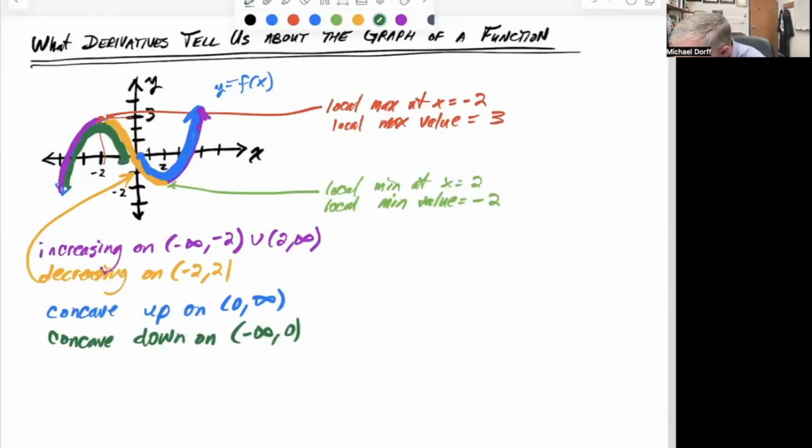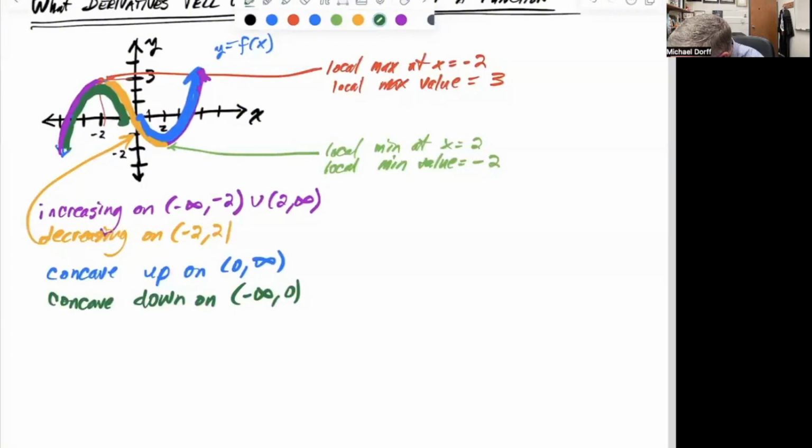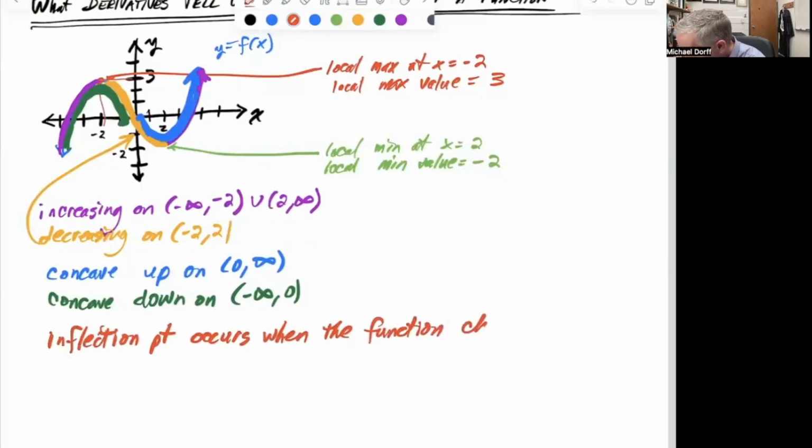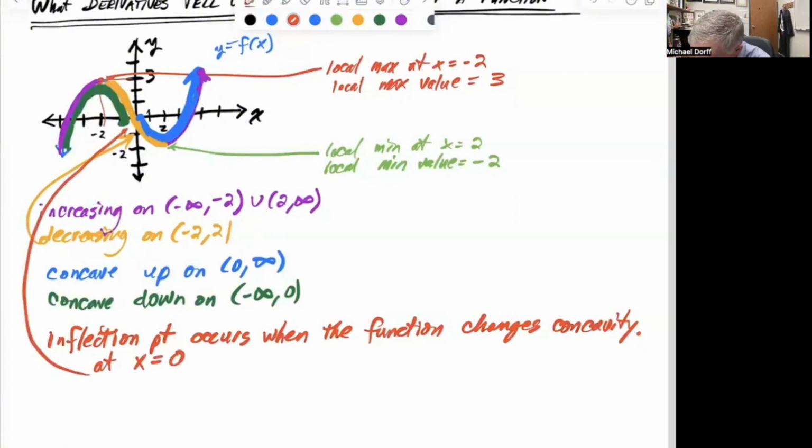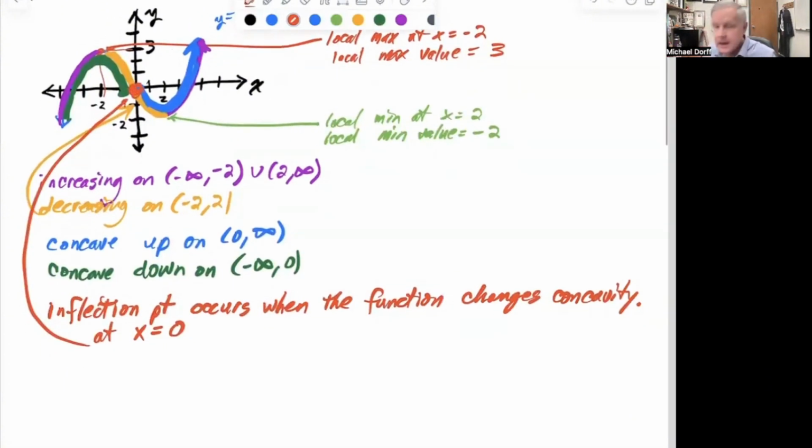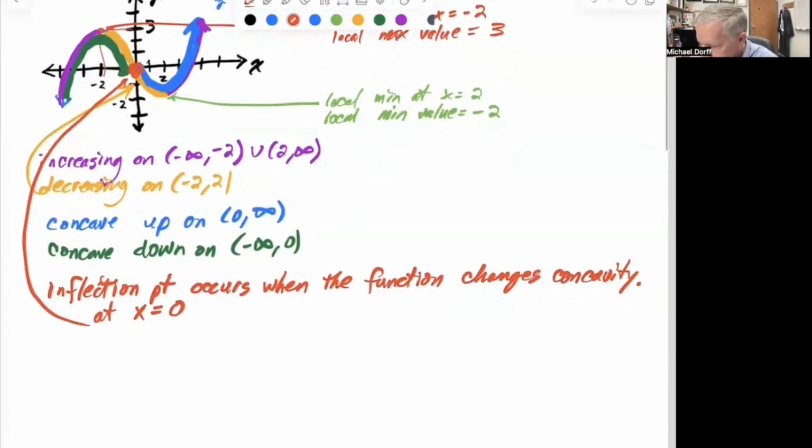And then the last new idea that we have here, and I'll do this in red, we call this an inflection point. An inflection point occurs when the function changes concavity. So when it goes from concave up to concave down, or from concave down to concave up. So in this case, that is right here at x equals 0. It's changing from concave up to concave down. So those are some geometric terms that you'll need to know.